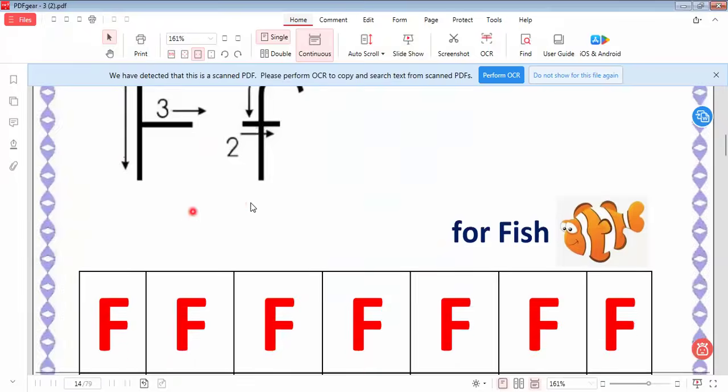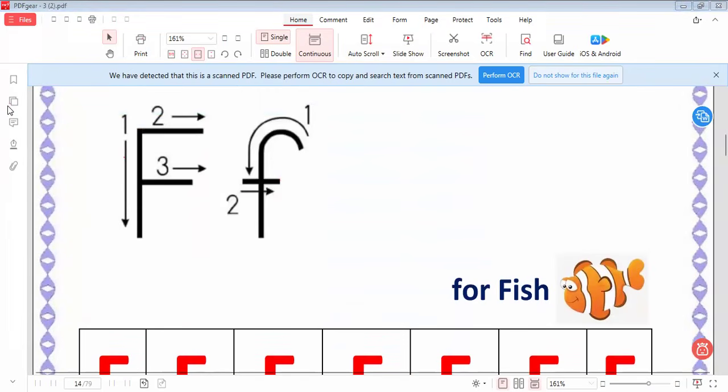So here is capital F and small f. How can I write capital F? I write capital F as it is. This is capital F and this is small f. F for what? F for fish.